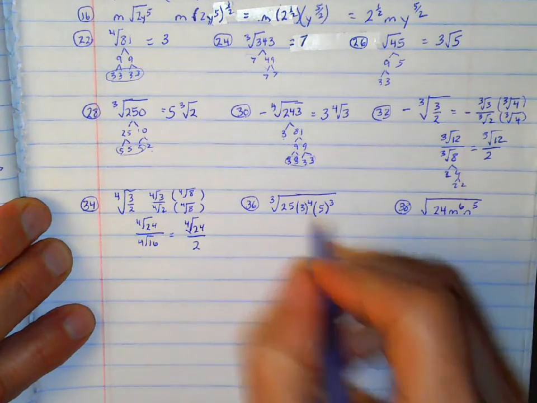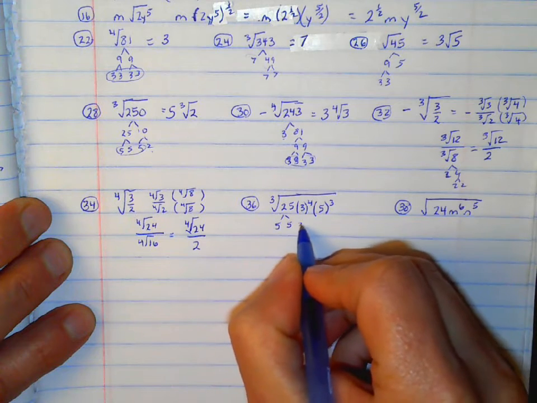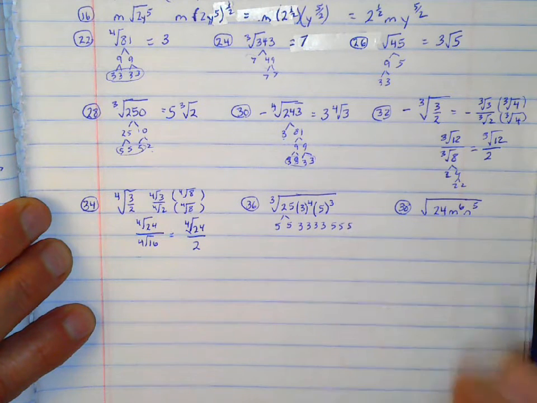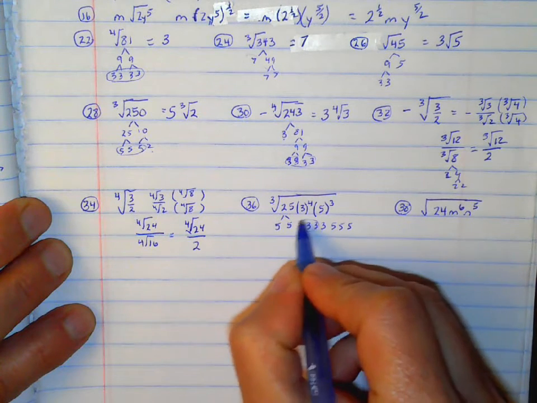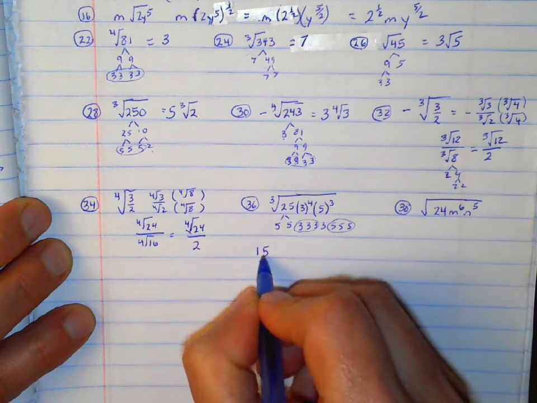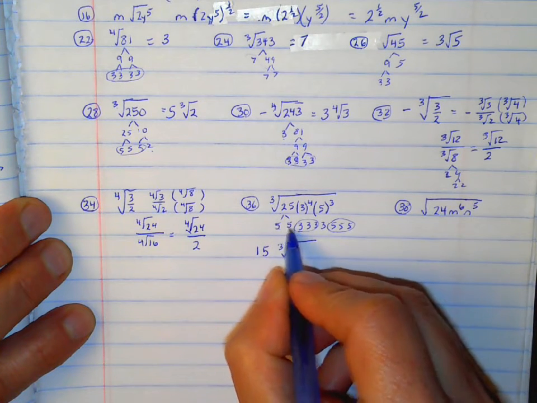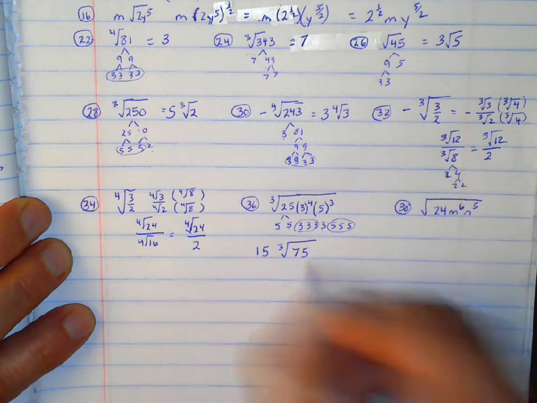This one here, if we break it all down, this is 5 times 5, and then 3 times 3 times 3 times 3, and then 5 times 5 times 5. Okay, looking for groups of 3. So out front, I have a 3 times 5, which is 15. And then inside left over, I have 5 times 5 times 3, so 25 times 3 is 75.